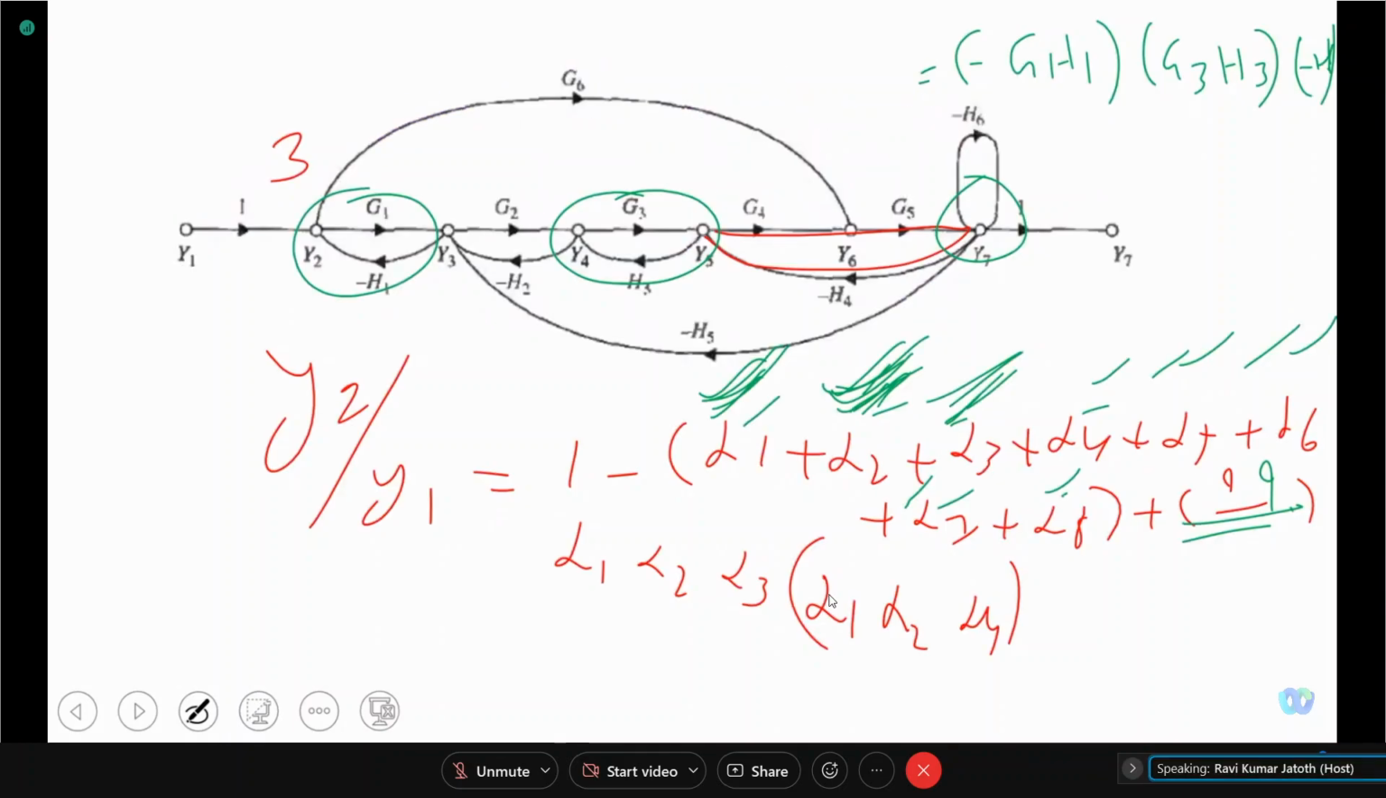Then delta 1 you will be getting in this particular case. Only 3 loops are touching, meaning L1, L2 and L3 only touch the first forward path, and all the rest, meaning out of 8 loops only 3 are touching. All individual loops you can write, no? I think you don't have time, otherwise I can explain this. This is a very complex problem.